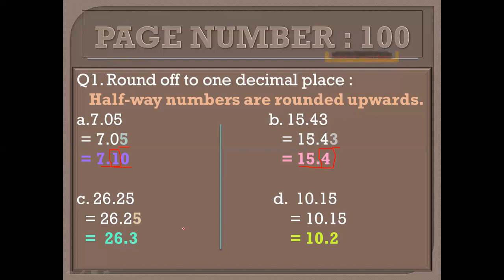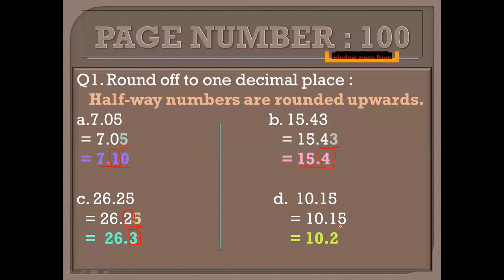Next, 26.25. Again we check the number on the hundredths place. This is 5. So we change 2 upward and this becomes 26.3 because 5 is a halfway number. If your number is 5 or greater than 5, then you can change the previous number. If the number is less than 5, it means that the number will be unchanged.